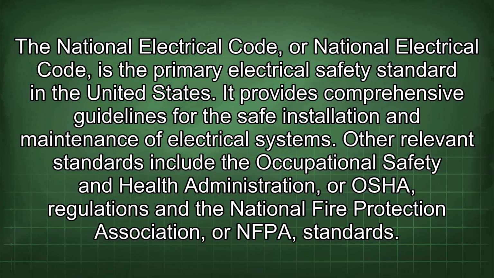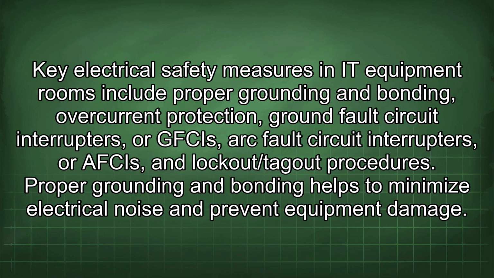The National Electrical Code is the primary electrical safety standard in the United States. It provides comprehensive guidelines for the safe installation and maintenance of electrical systems. Other relevant standards include the Occupational Safety and Health Administration, or OSHA, regulations and the National Fire Protection Association, or NFPA, standards. Key electrical safety measures in IT equipment rooms include proper grounding and bonding, overcurrent protection, ground fault circuit interrupters, or GFCIs, arc fault circuit interrupters, or AFCIs, and lockout/tagout procedures.